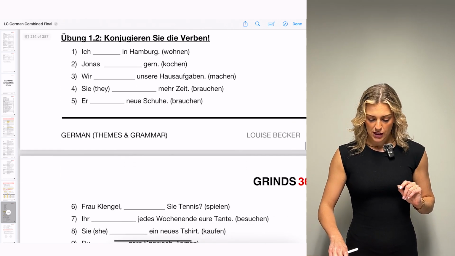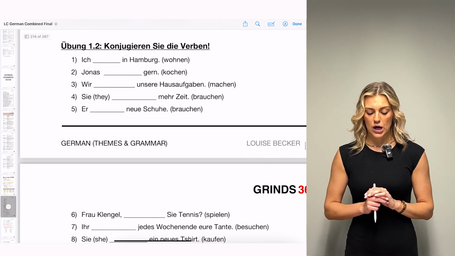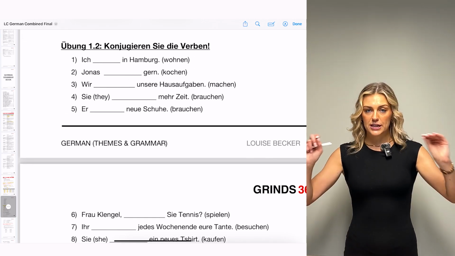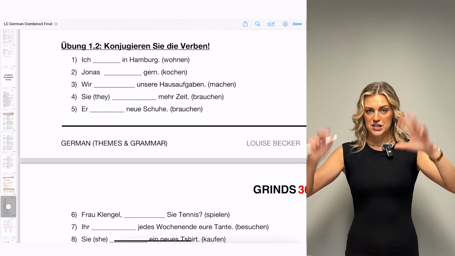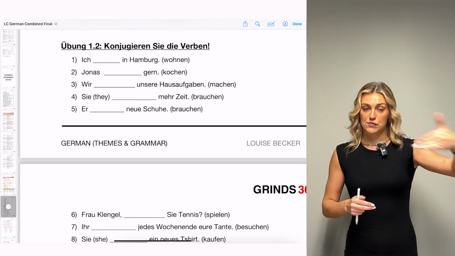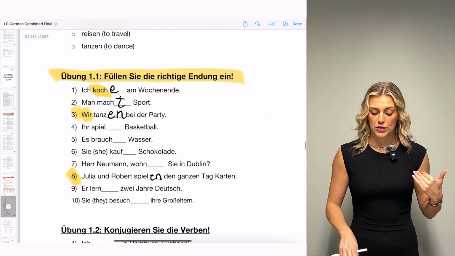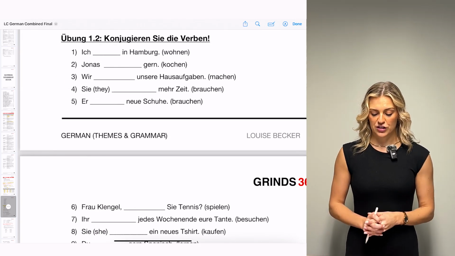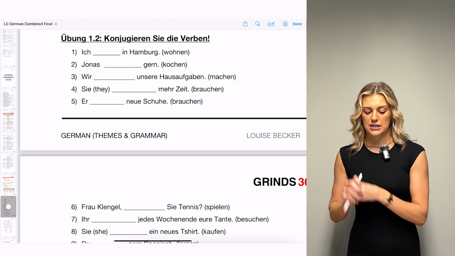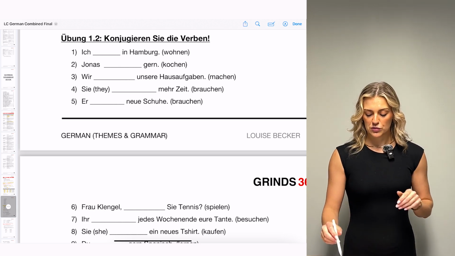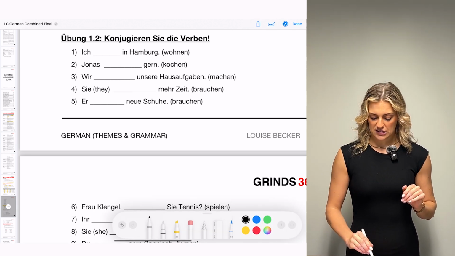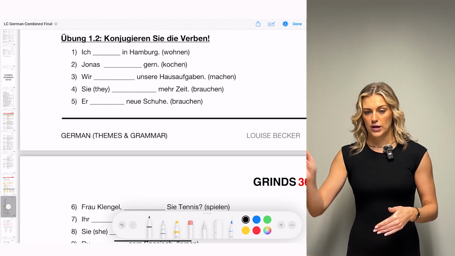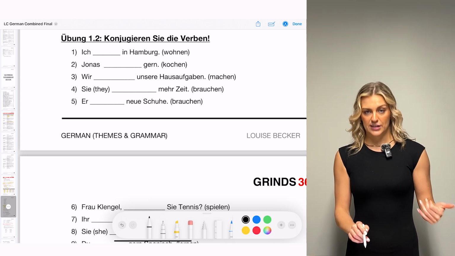Great, okay. Now we're just going to do a few from Übung 1.2, conjugieren Sie die Verben, conjugate the verbs. So here we are conjugating the full verb, all right? So I think we should be able for that now after going through our rules and doing a bit of practice with the stems there, okay? First one here, ich in Hamburg. I want to use the verb wohnen, okay? I want to say wohnen is the verb to live. I want to say I live in Hamburg, okay?